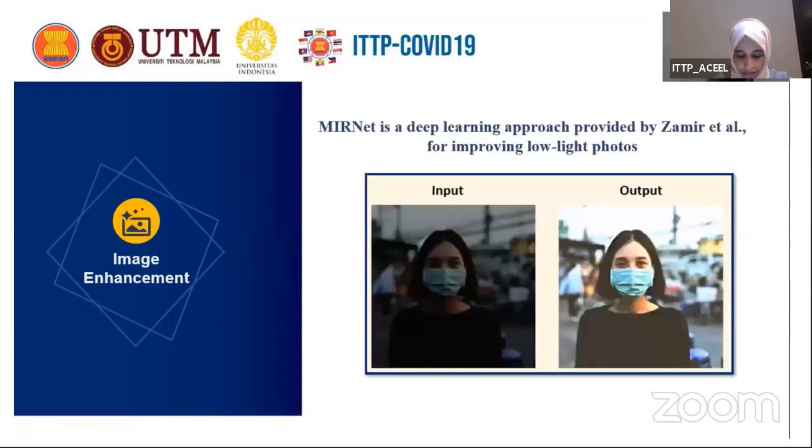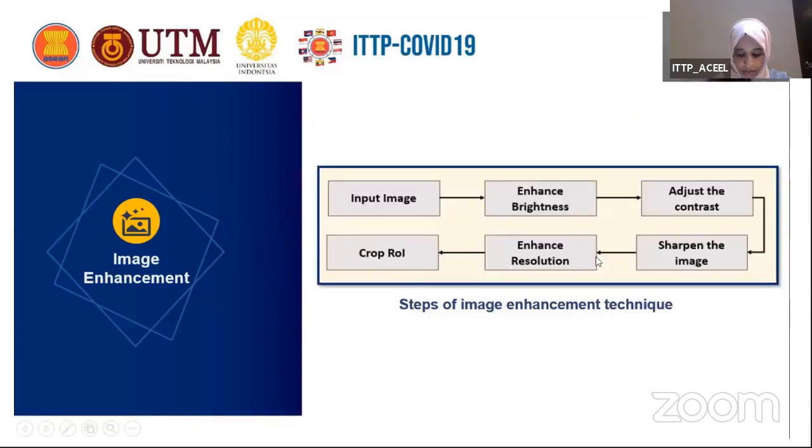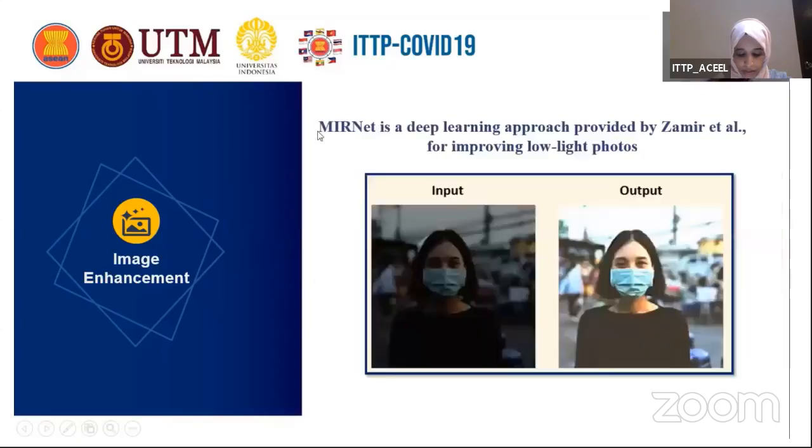The first step is to enhance the brightness. We use MIRNet, which is a deep learning approach provided by Zamir et al. I got it from previous literature. It is used for improving low light photos. As we see here in this example, I used the model to improve this low light photo to this satisfactory light photo.